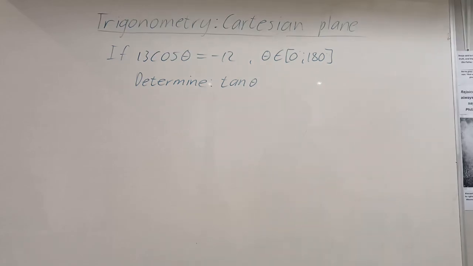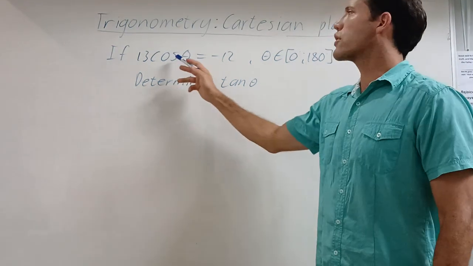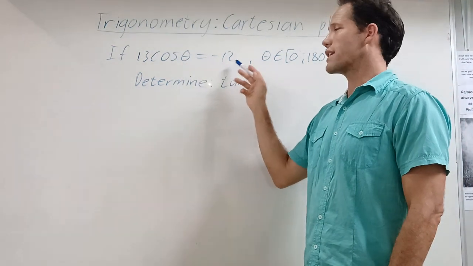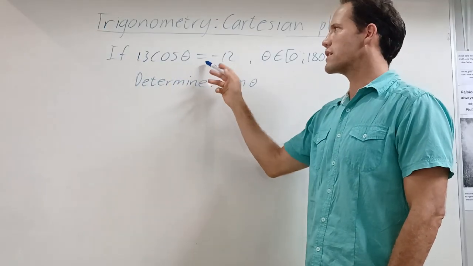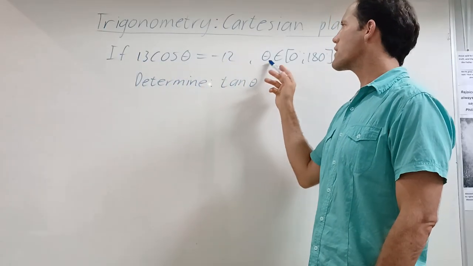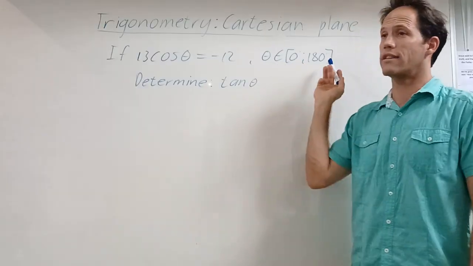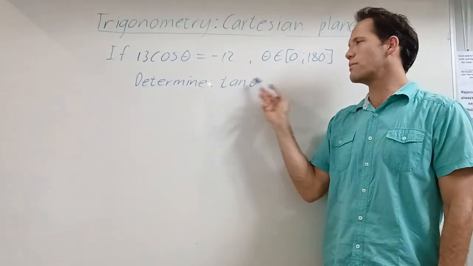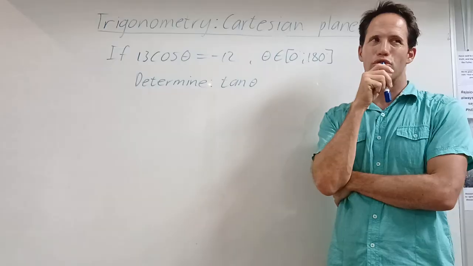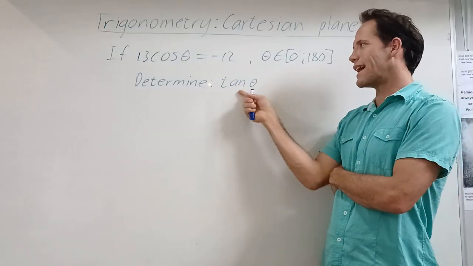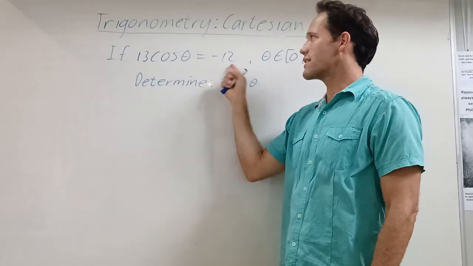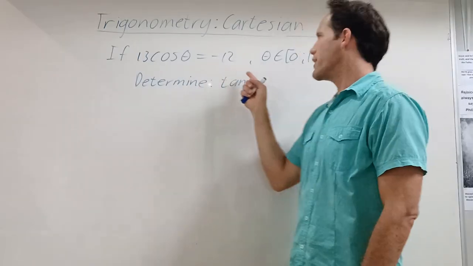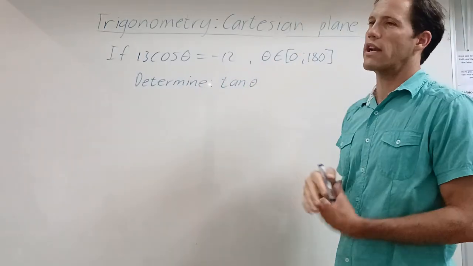If the question says 13 cos theta is equal to negative 12, theta is an element of 0 to 180, and you must determine tan theta. That's all you have. You must determine tan theta, and all you know is that 13 cos theta is equal to negative 12 and that theta is an element of 0 to 180.